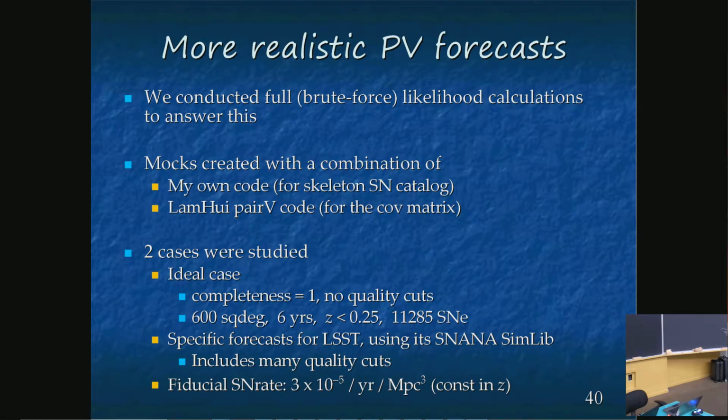And then we did a specific forecast for LSST, using the SNANA SIMLIB that is provided by the collaboration. So the collaboration has already worked and provided a SIMLIB, a definition of all the survey parameters and observational strategies. So whatever you get should be kind of realistic for the final LSST. And it includes many quality cuts, following what LSST people have proposed to do. And you also assume a fiducial supernova explosion rate, and that's fine. It's constant in redshift because we're not going very deep in redshift, so it's a good approximation.